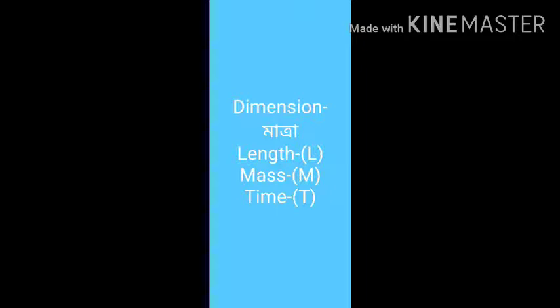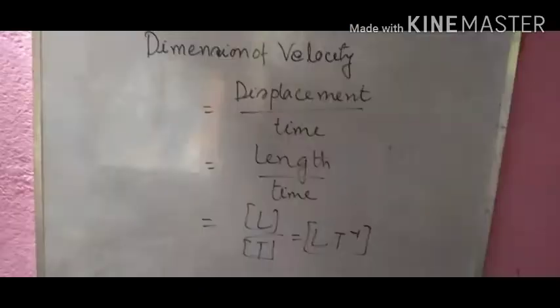Now we will try to measure some dimensions. Dimension of velocity. Velocity is defined by displacement and time. So displacement is a measurement of length. So we can write length by time. So L by T, and we can write L T to the power minus 1.